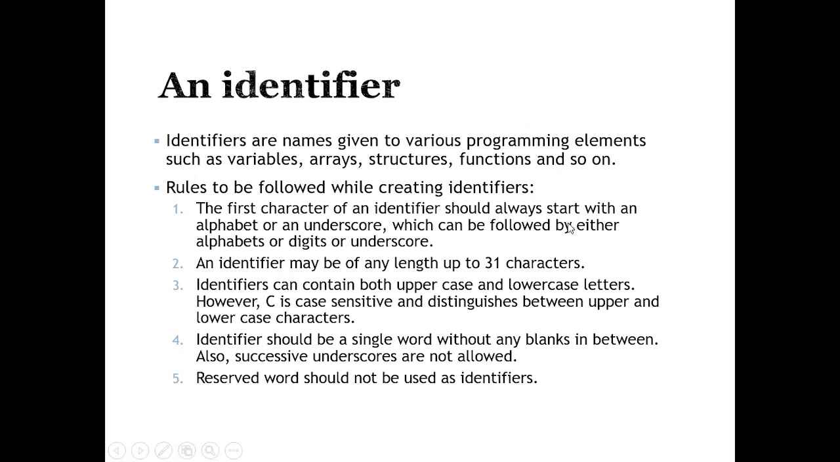Next one, this is the old restriction: an identifier can go up to a length of 31 characters. Above this, identifiers cannot go. Next one, an identifier can have both uppercase and lowercase letters, and very important, C is case sensitive. What is the meaning of this? If I say cat in small case, cat in capital, or cat in mixed case, all of them are identifiers. They are valid because I'm starting with a letter. However, I cannot say 1cat.